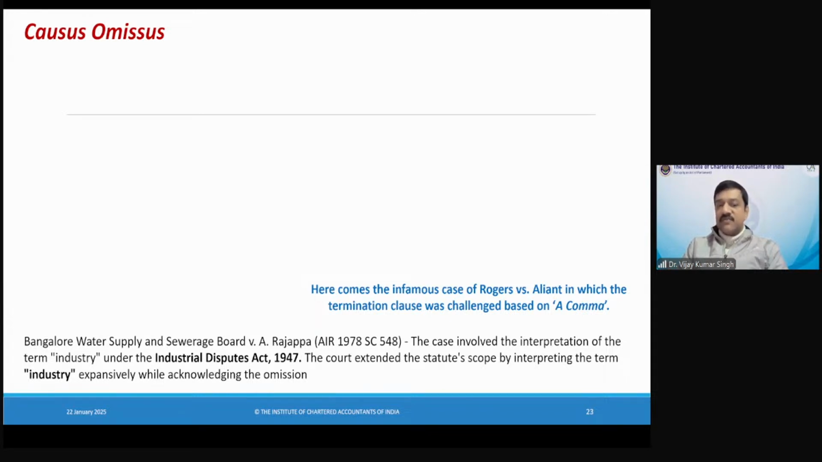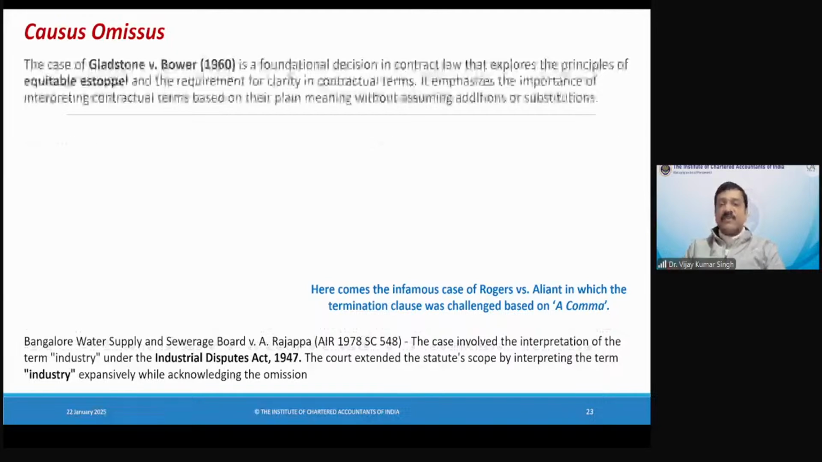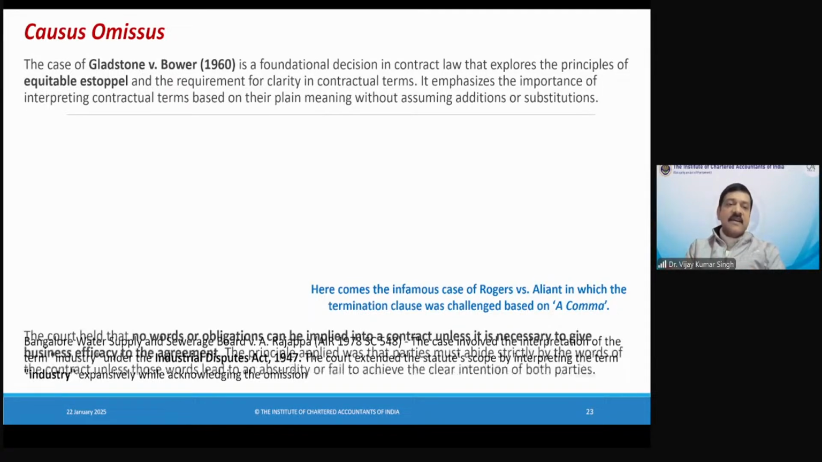Causus omissus is a situation where there is omission of a term and the court does not supply it. There was a case of Gladstone versus Bower, and this is the foundational decision in contract law which explores the causus omissus principle, and it says that in case of a contract, you cannot add or provide certain things. You have to interpret it as it is available.